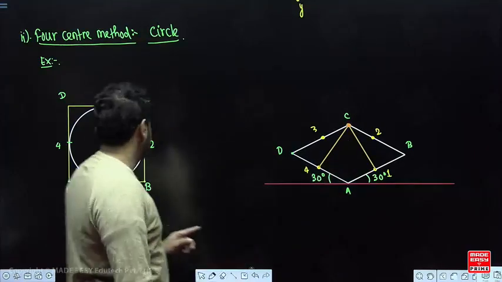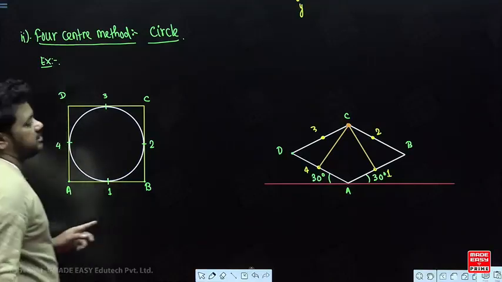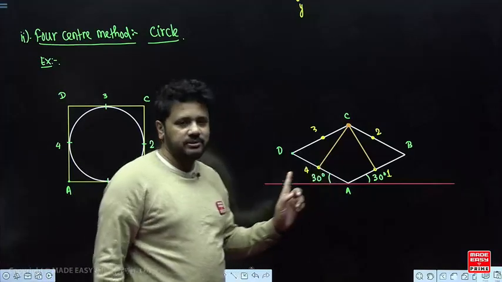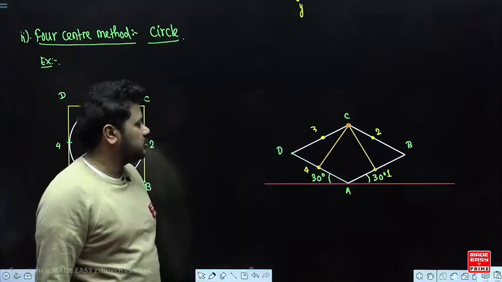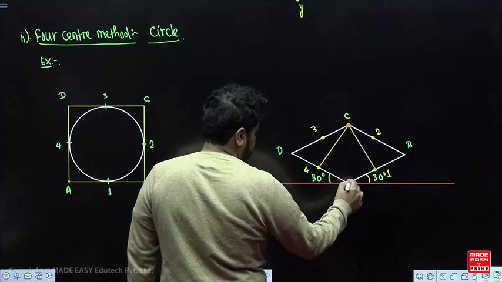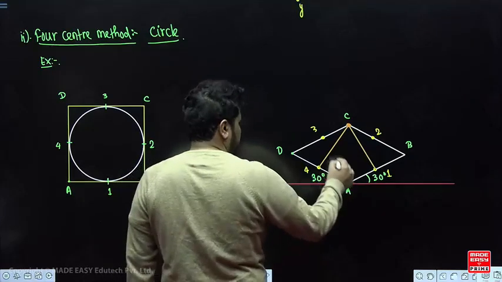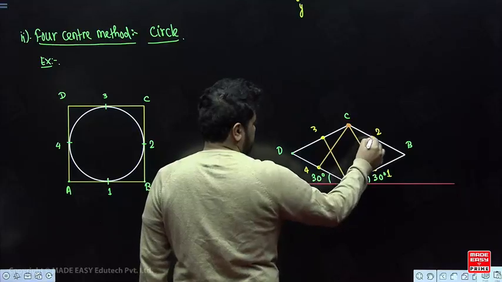Take the midpoints as it is. We have taken A, B, C, D. You can see that these 1, 2, 3, 4 are the midpoints. Just mark 1, 2, 3, 4 as the midpoints, right? From C, draw two lines passing through 1 and 4. Similarly, take this other one as a center, and from here draw a line passing through 3 and one passing through 2.